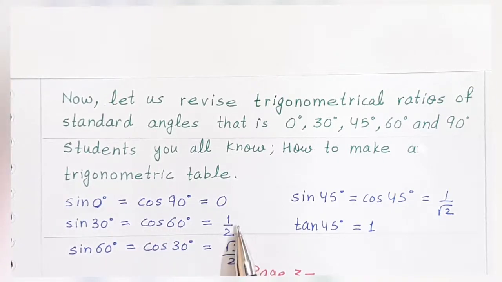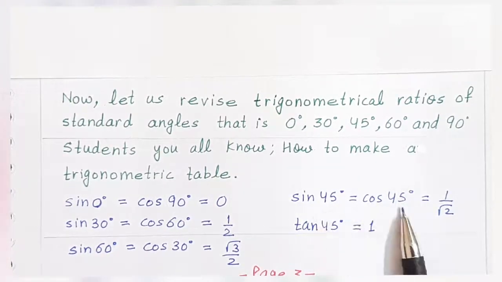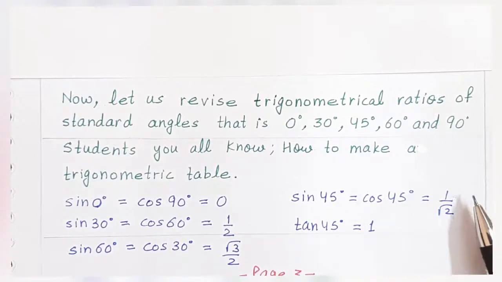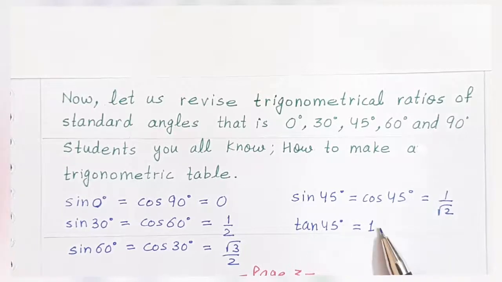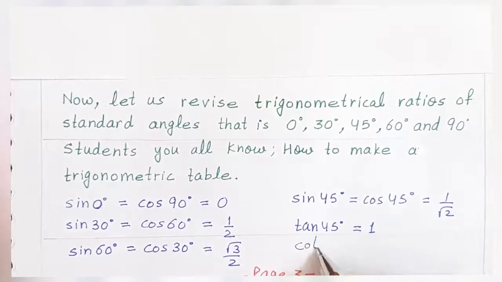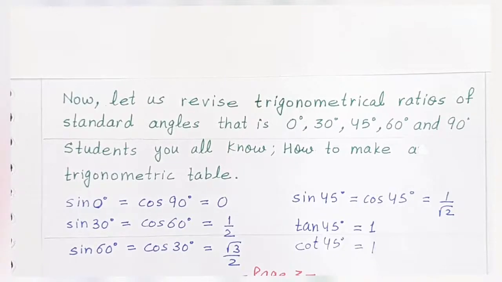Sine 30 degree is equal to cos 60 degree. That is half. Sine 60 degree is equal to cos 30 degree. Clear? That is root 3 by 2. Also, sine 45 degree and cos 45 degree are equal. That is 1 upon root 2. Tangent 45 degree is 1 and cot 45 degree is also 1. Clear?